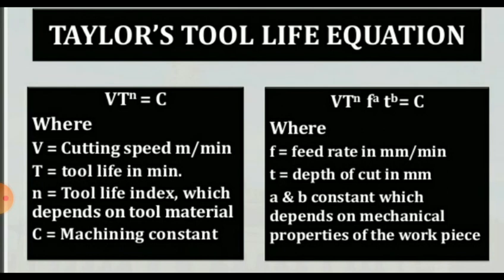The tool life also depends, to a great extent, on the depth of cut, that is d, and the feed rate per revolution, that is f. The depth of cut you can express as t, and the feed rate is f. So we can write the modified tool life equation as V T^n f^a t^b = C, where f is the feed rate in mm per minute, t is the depth of cut in mm, and a and b are constants which depend on the mechanical properties of the workpiece.